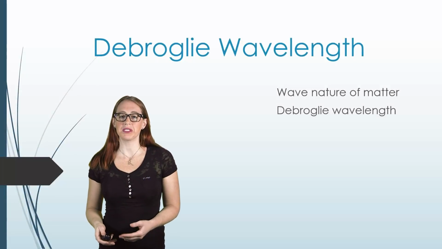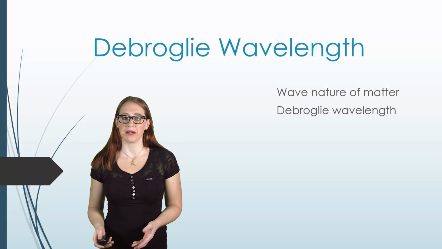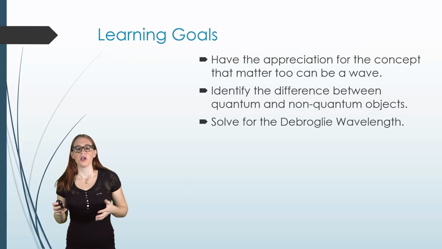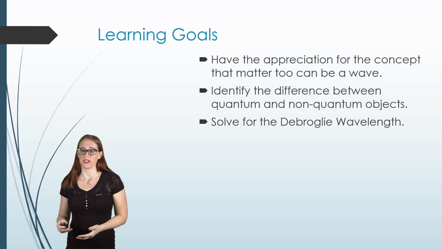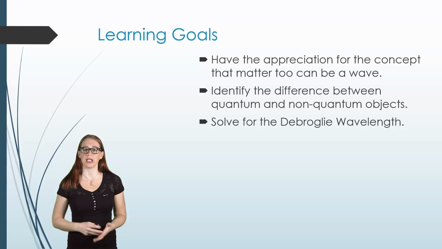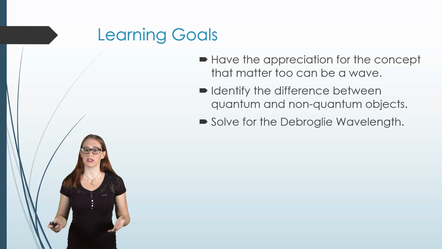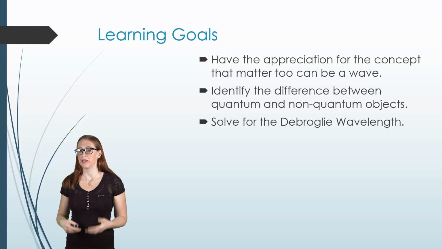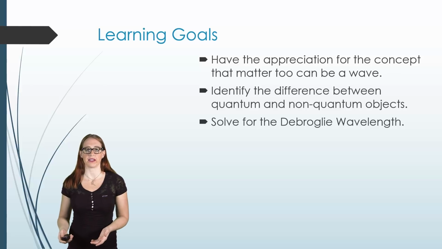In this video, we will discuss the wave-like nature of matter by discussing the de Broglie wavelength. We're going to extend our discussion of wave-particle duality from light to matter. We will discuss how to solve for the wavelength of matter by using the formula for the de Broglie wavelength.